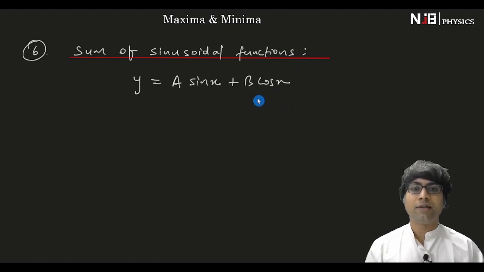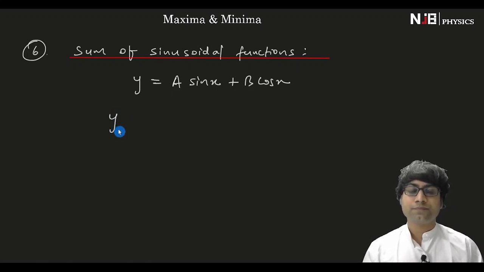But when they are added together, what will be the maximum value of y? Because if x increases, a sin x will increase, whereas b cos x is going to decrease. So we don't require at what value of x y is going to be maximum or minimum. Generally we require what will be the maximum value of y and what will be the minimum value of y.